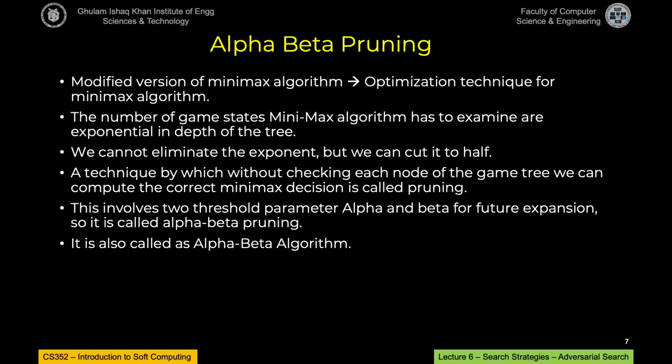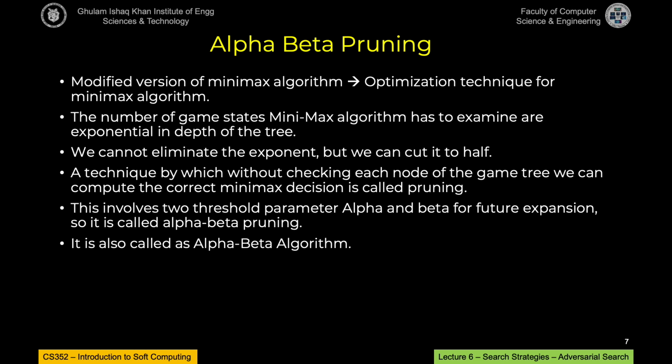Since it is cutting it by a constant factor, the overall complexity remains the same, but the number of nodes that will be explored would be significantly less. Hence, we cannot eliminate the exponent and reduce the time complexity, but we can reduce the number of nodes that need to be explored. And that is also very helpful when you consider the time to compute results.